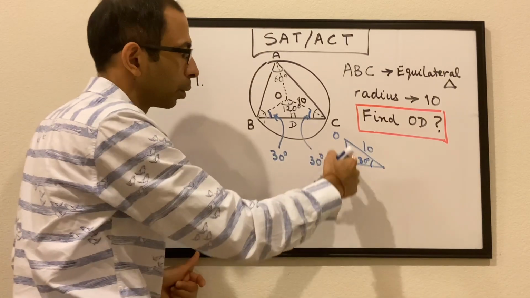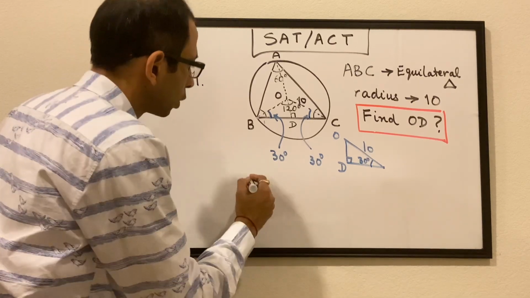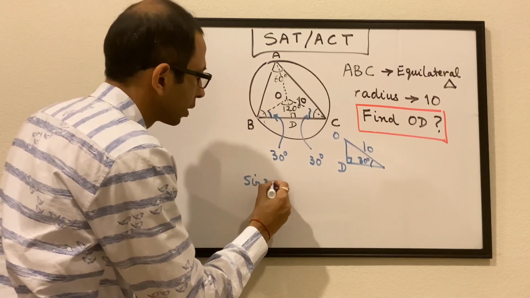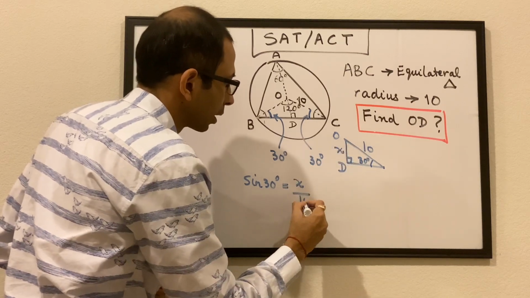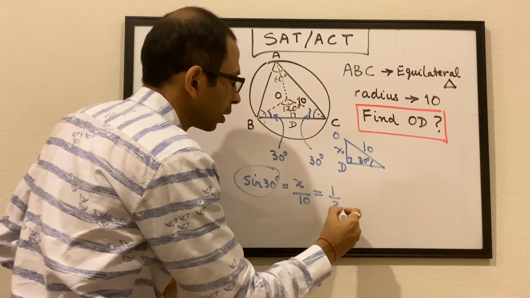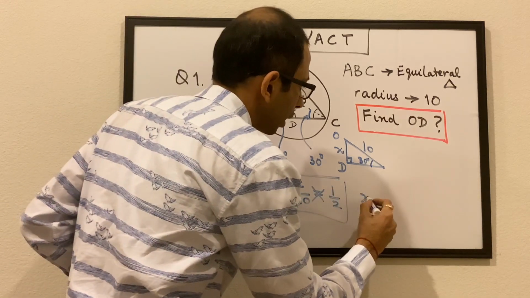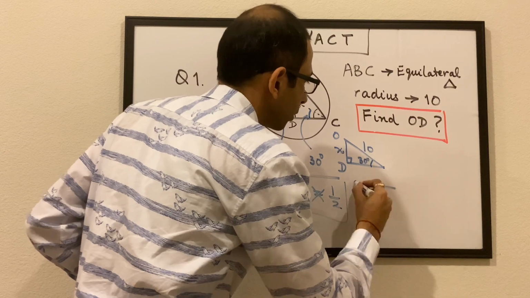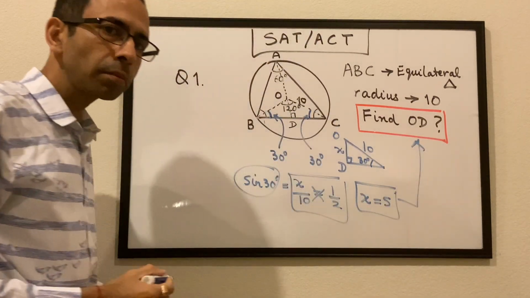If we have to find OD, we can use an appropriate trig function. In this case, we can use sine. So we can say sine of 30 degrees is equal to, let's say this is x, x over 10. Sine of 30 degrees is nothing but half. So we get x over 10 is equal to half. We cross multiply and we get x is equal to 5. So the length of OD is 5.